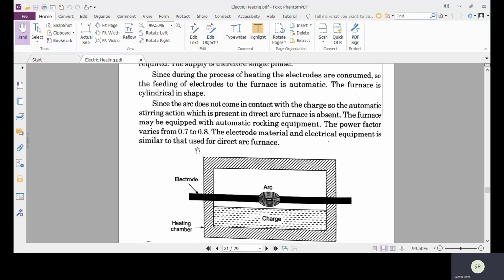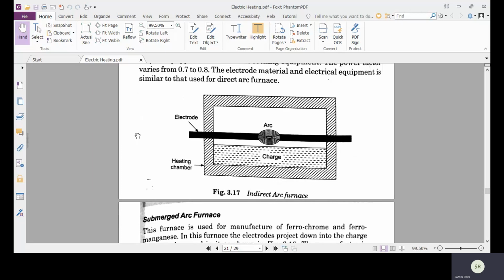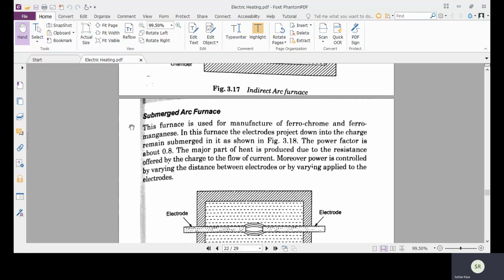Here we have to make some extra equipment in order to create the stirring action in the charge. The furnace may be equipped with automatic rocking equipment. The power factor varies from 0.7 to 0.8. The electrode material and electrical equipment is similar to that used for the direct arc furnace. So all this is about the indirect arc furnace.